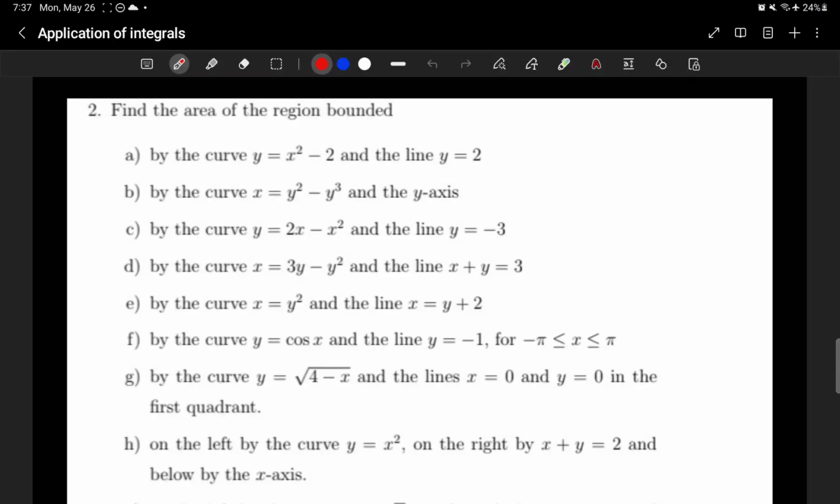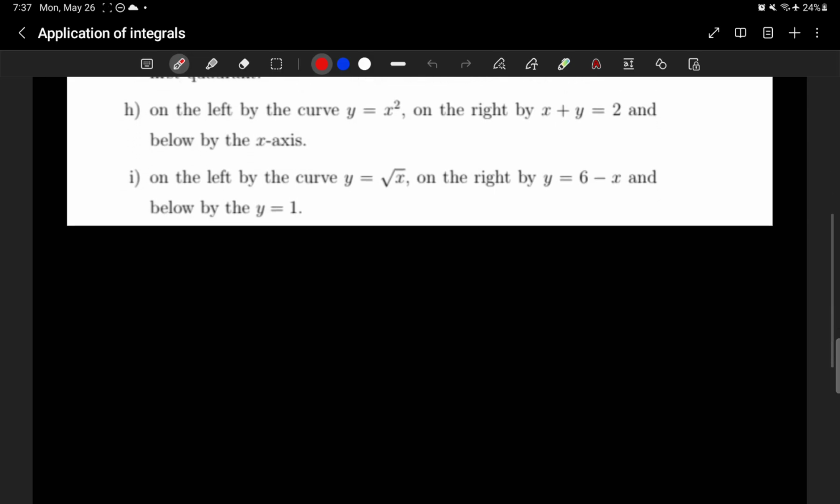Hi all. In this video, we're going to look at how to use integration to find the area bounded by given curves. So let's start with where this concept is coming from before we use it to solve some problems.